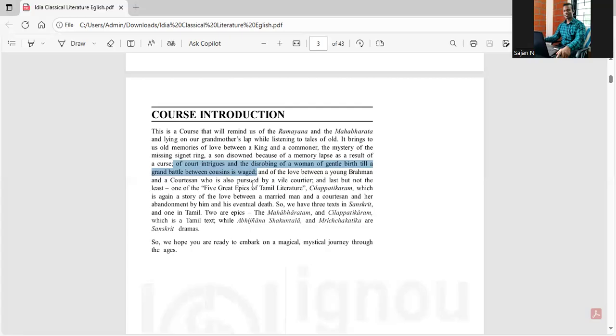And of the love between a young Brahmin and a courtesan.